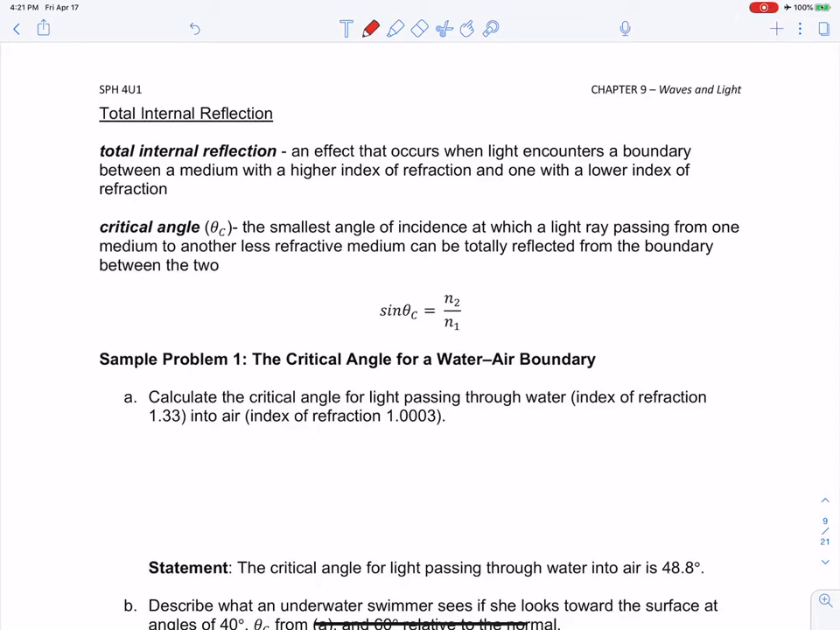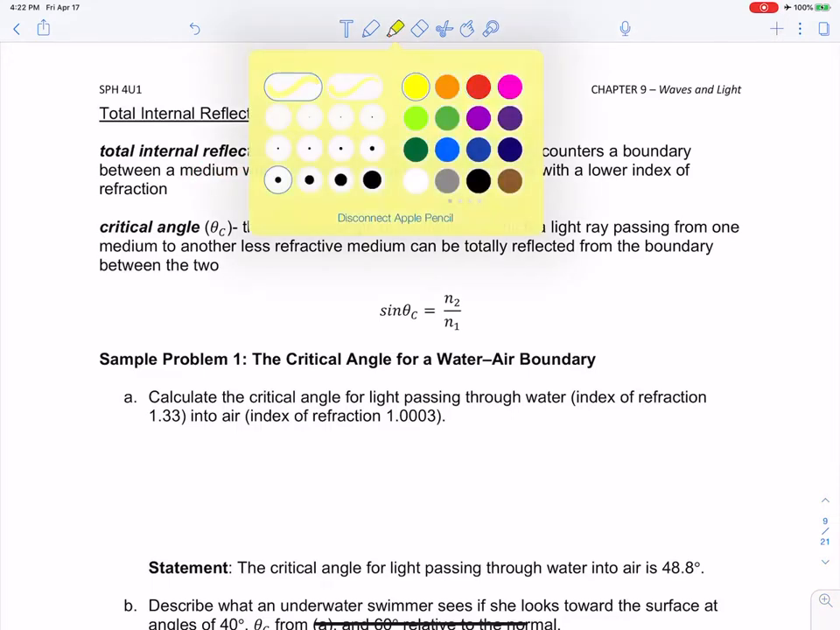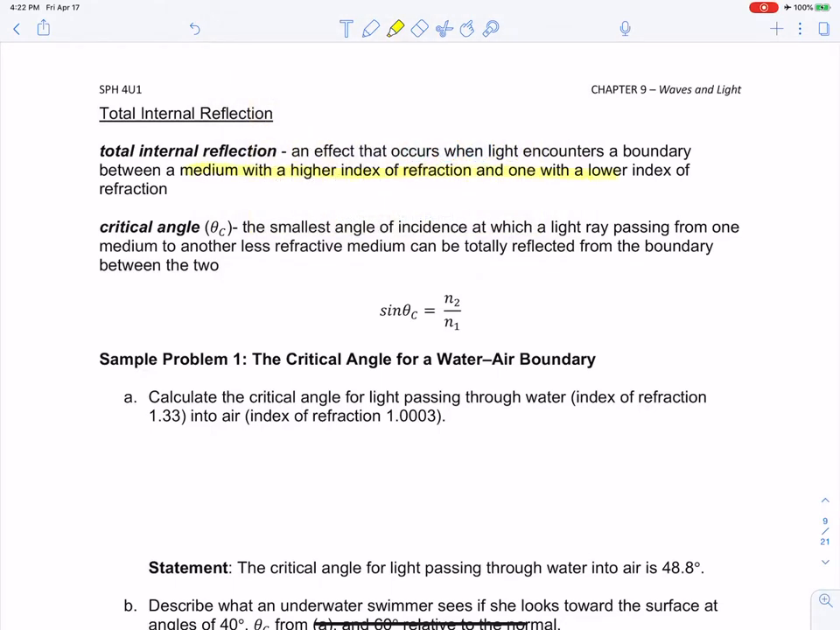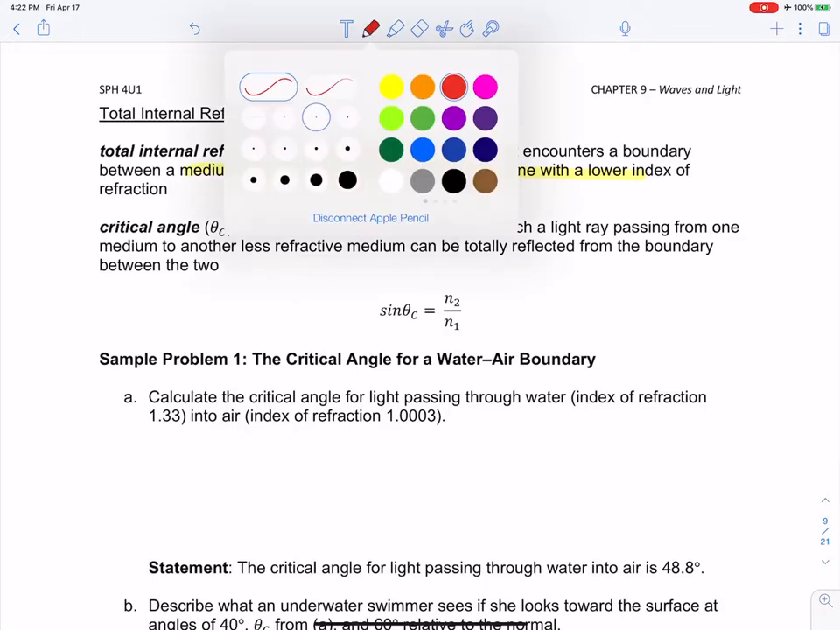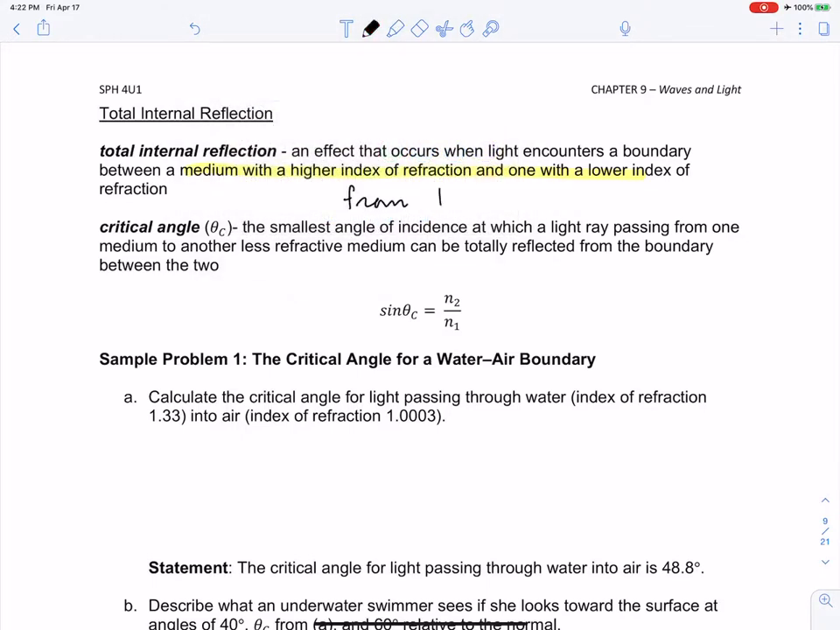And we can find the critical angle. It's equal to N2 over N1, where N1 is the starting material, which is more dense, and N2 is the second material, which is less dense. And that is a special condition. So we need to go between a boundary, a medium with higher index of refraction, to a medium with lower index of refraction. So we'll write that down. From high index of refraction to low. That's the only way we'll get this phenomenon called total internal reflection.